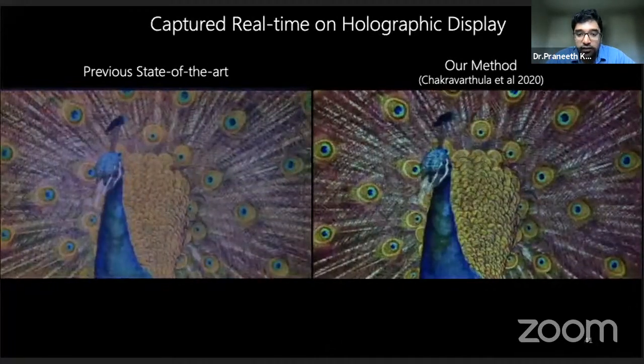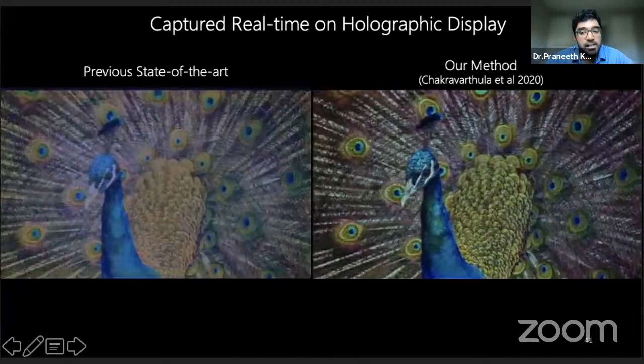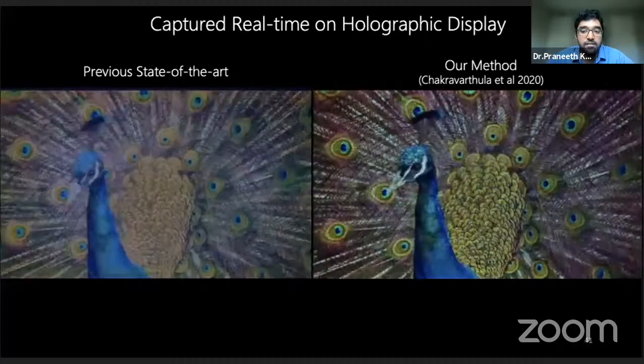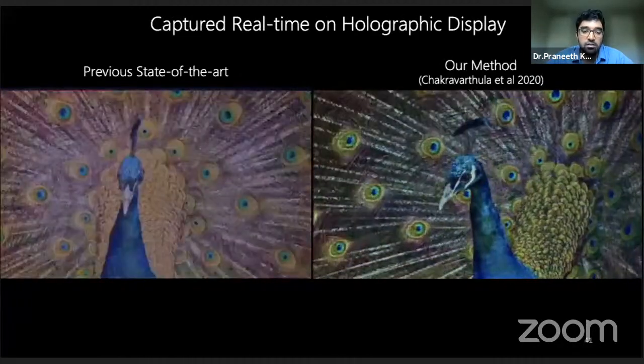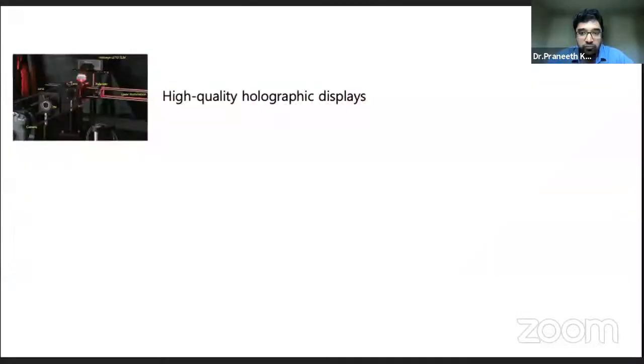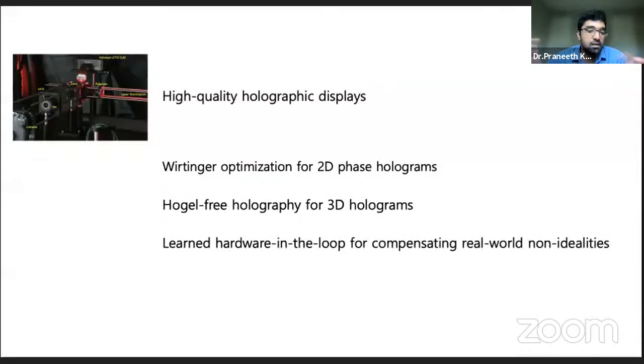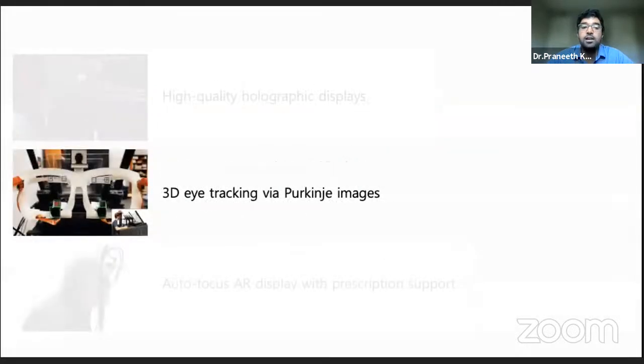You can see how the peacock feathers are very clearly revealed, and the improvement in overall contrast of the image. These are all captured live from the holographic display. So far I've talked about how we achieve compact holographic displays with high quality. I've described this Wirtinger optimization for 2D phase holograms, for 3D phase holograms, and then a learned hardware in the loop for compensating real-world non-idealities. So now I'll talk about 3D eye tracking.